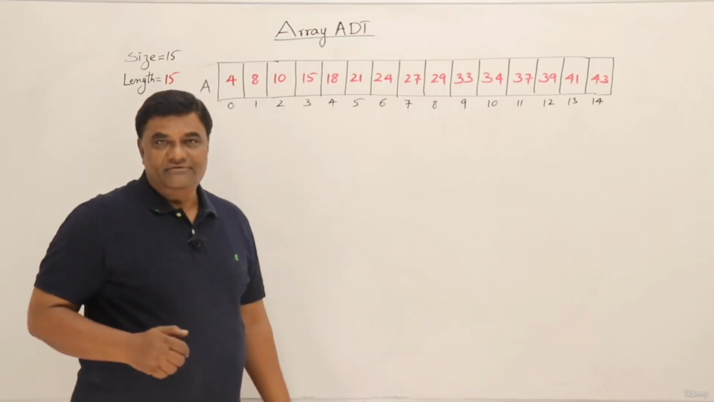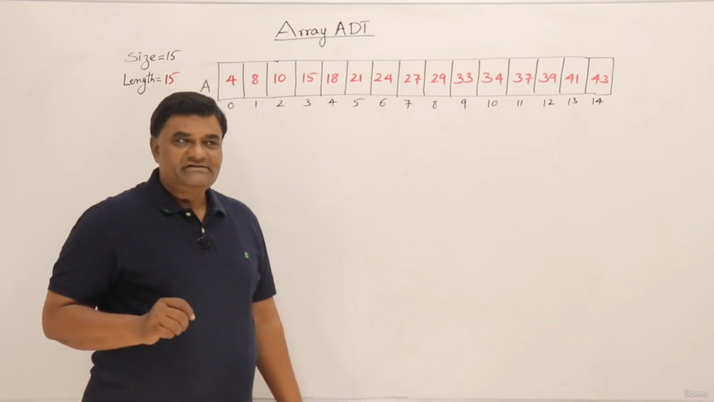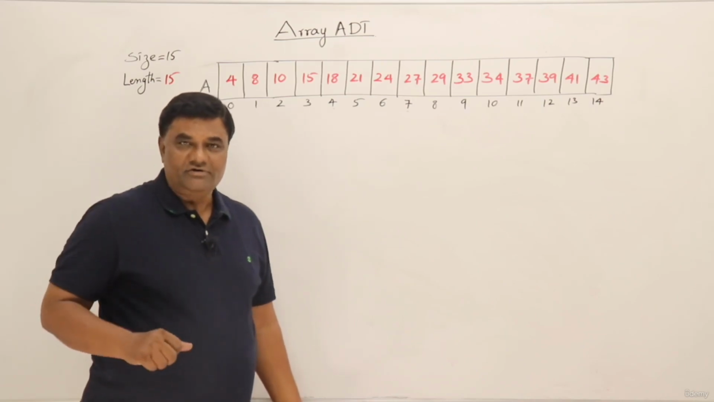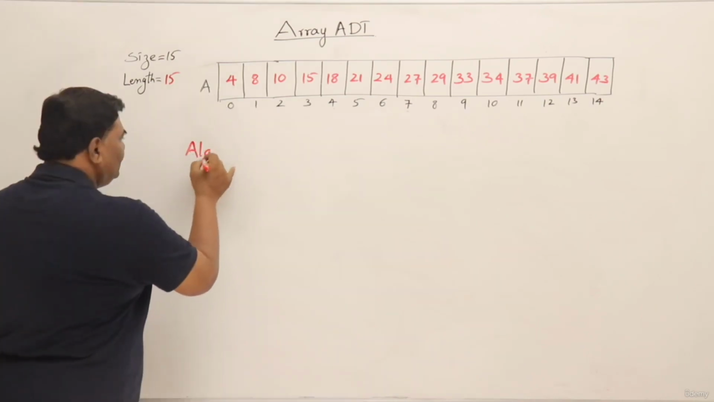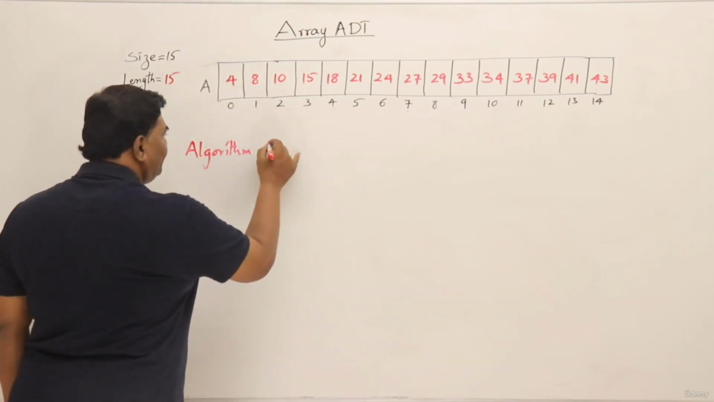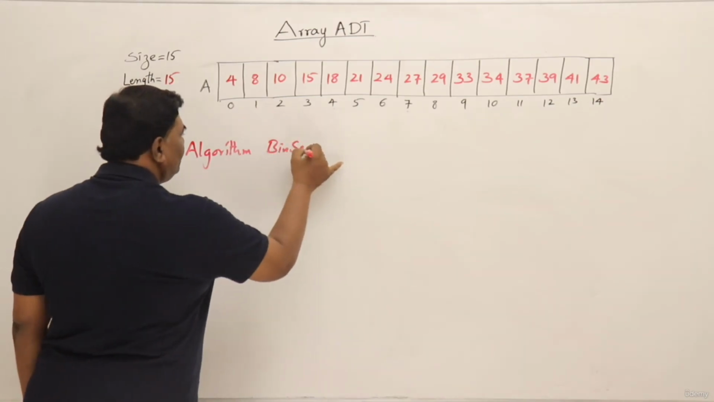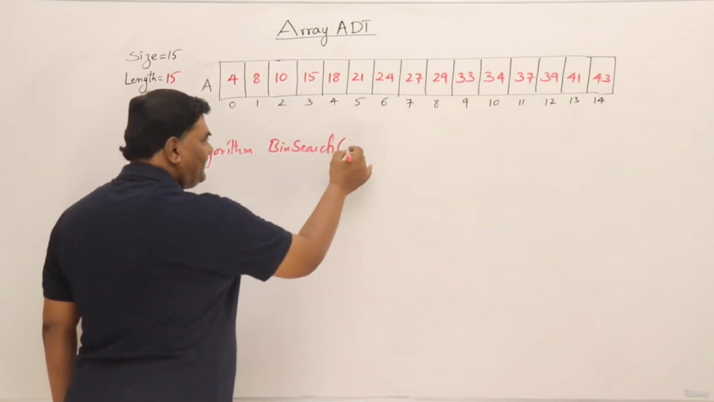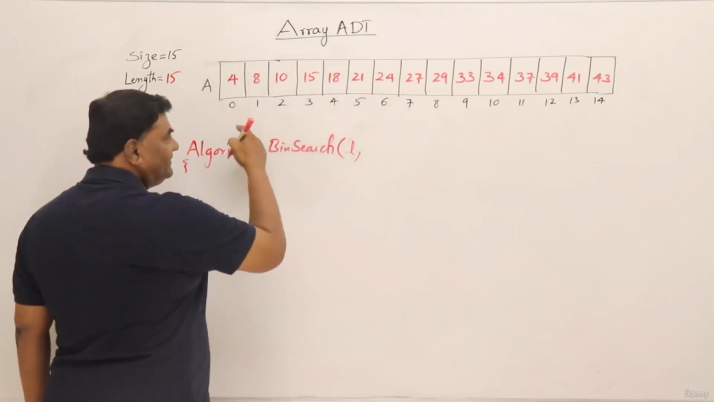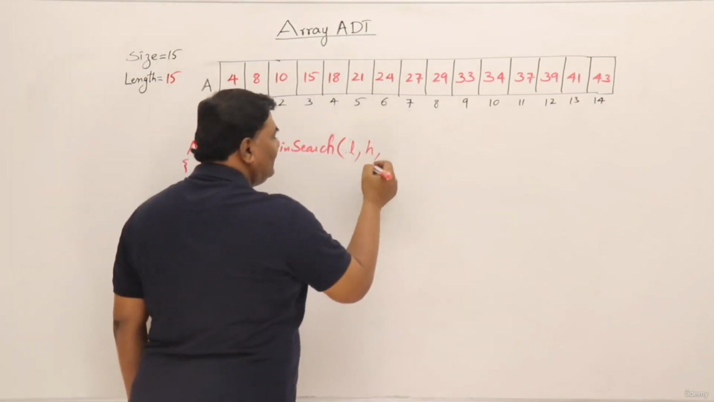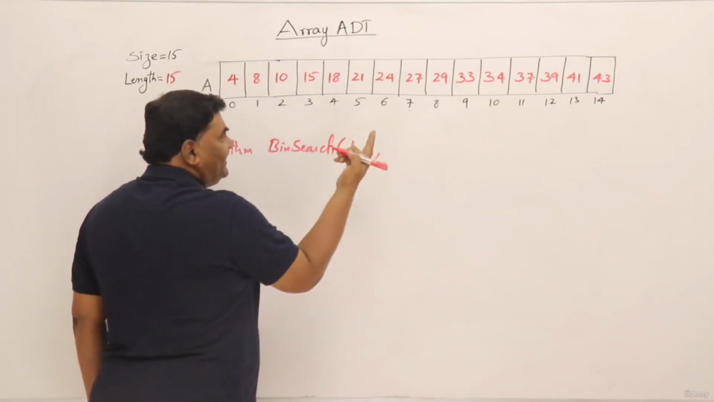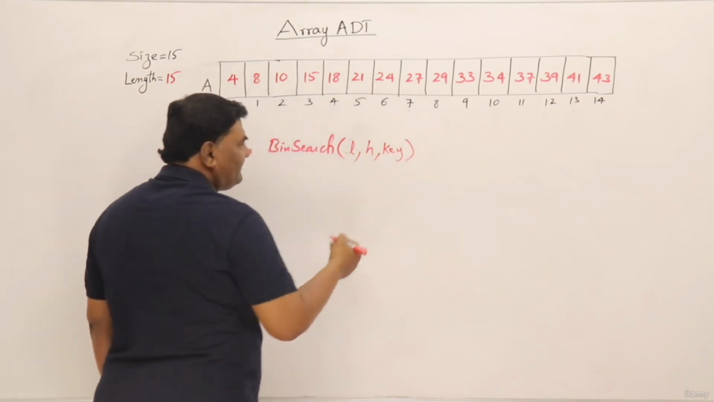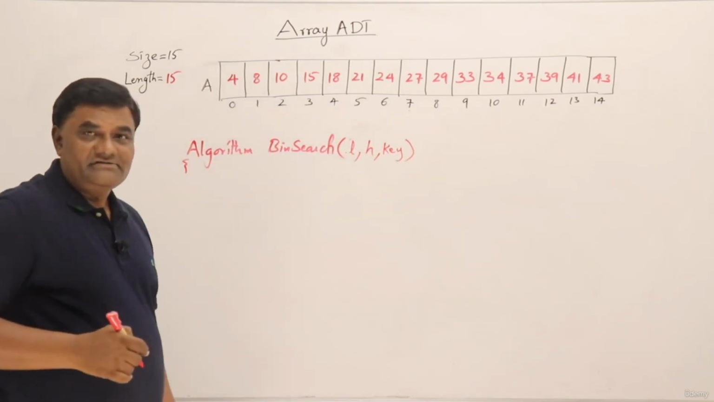So I will write the algorithm for binary search. The syntax may be more like C++ syntax, but I am writing pseudocode. Algorithm binary search. So what are the parameters it needs? It needs three parameters: low, high, and the key value that we are searching. So which key we are searching? So this is key. So these were the parameters.